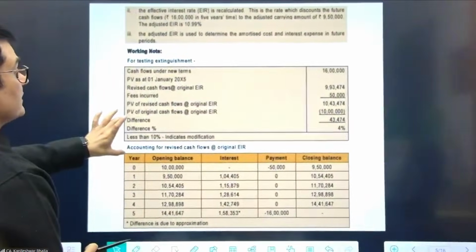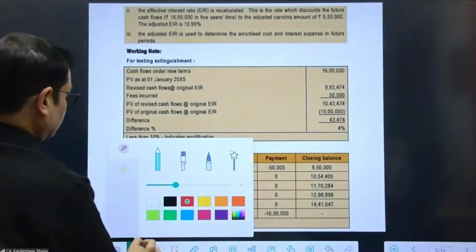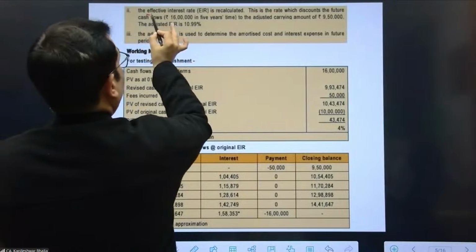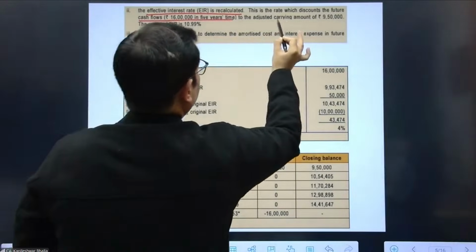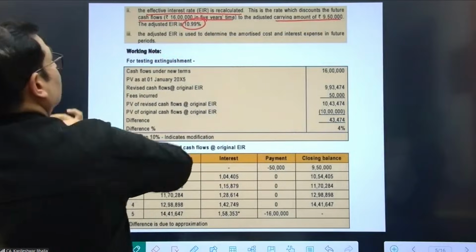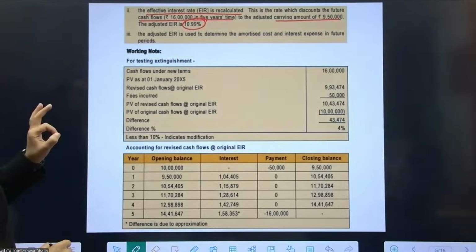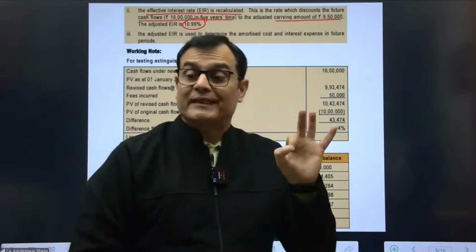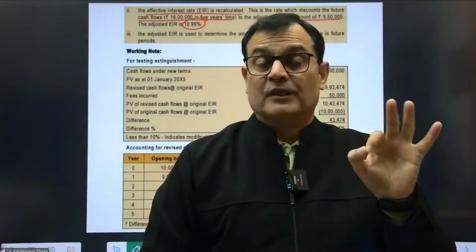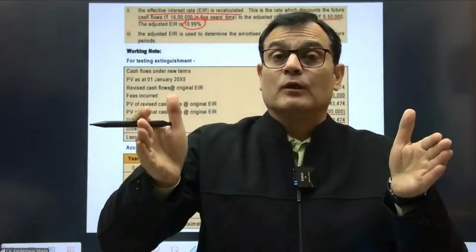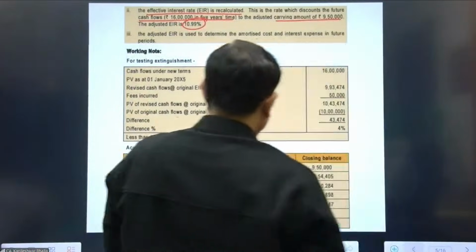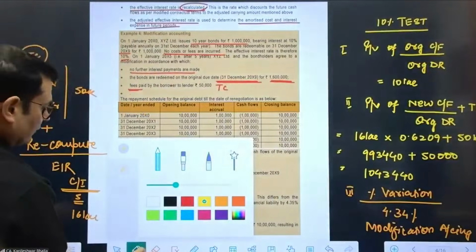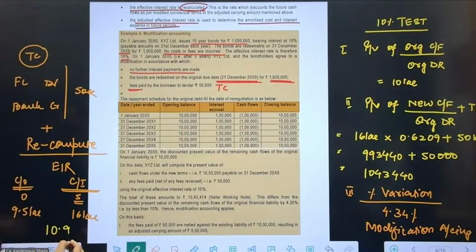In this particular case, there is now a need to recompute the effective interest rate. So the EIR is recalculated. Where the present value of 16 lakhs in 5 years is equal to 9 lakh 50, that comes to 10.99%. So that is the new effective interest rate. You need to see when the present value of 16 lakhs will equal 9 lakh 50 at time 0. Approximately 11%, that comes to 10.99%. So when you calculate this, 10.99% is the effective interest rate.